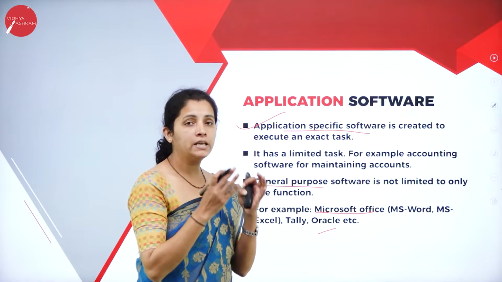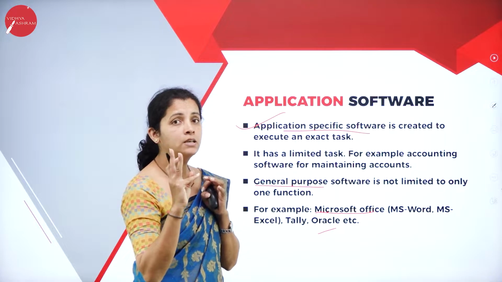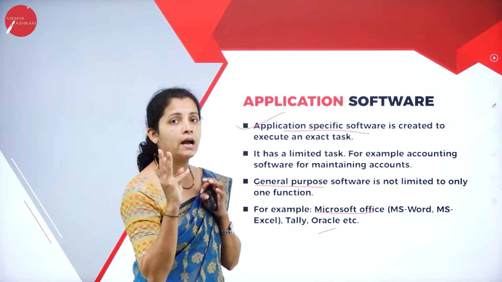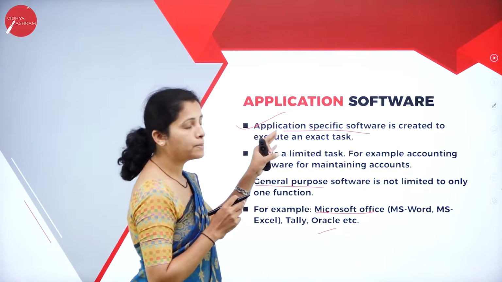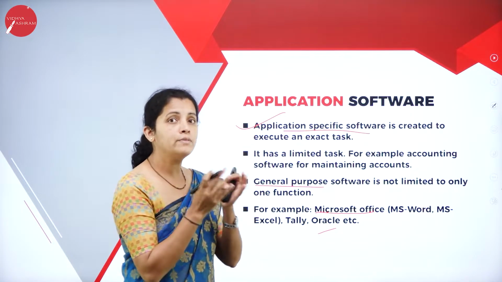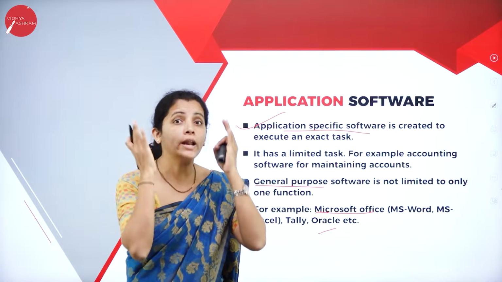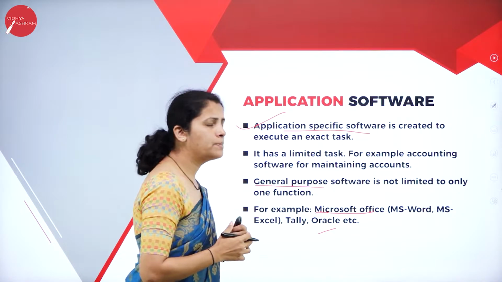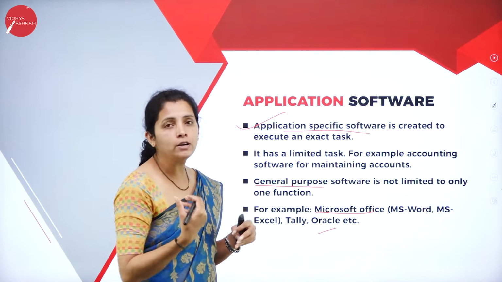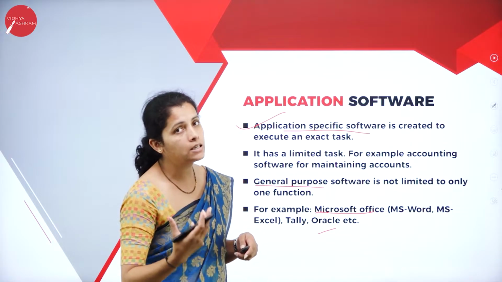So here, application software is classified into two types, that is specific purpose and general purpose. What is specific purpose? That means the software which is designed to perform a specific, intended or exact task. And what about general purpose? It is commonly designed to perform general functions or general tasks.